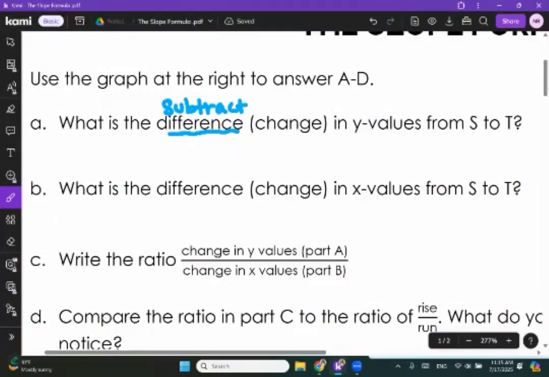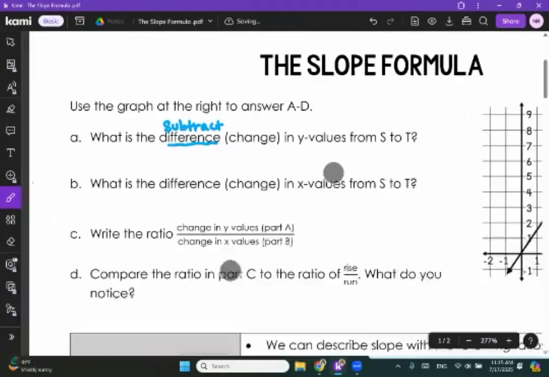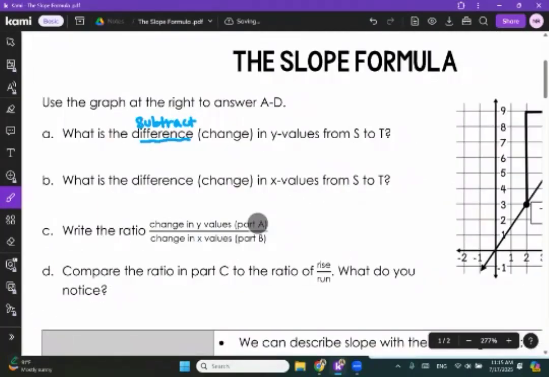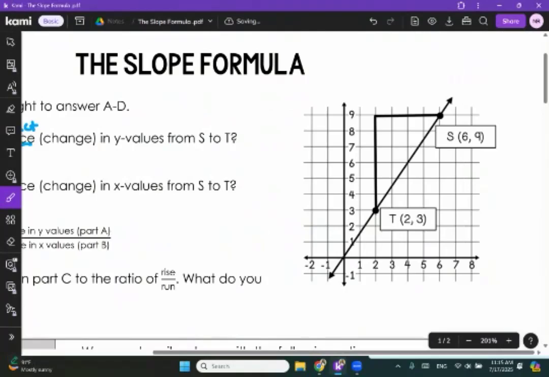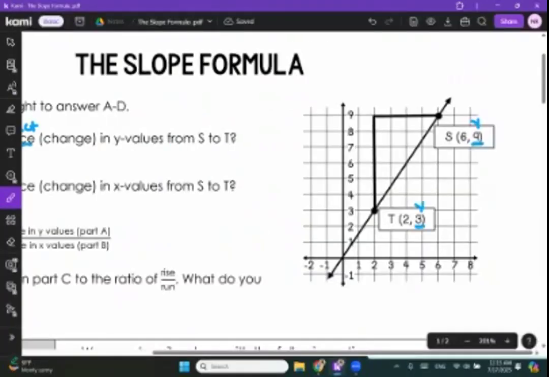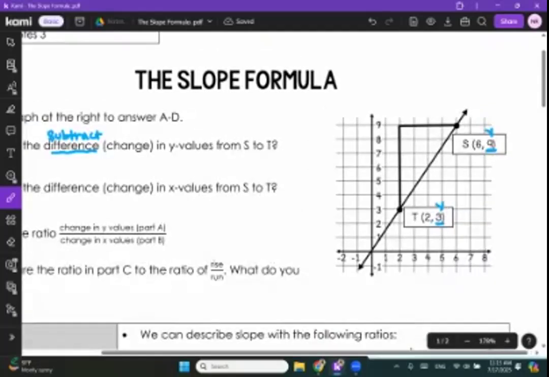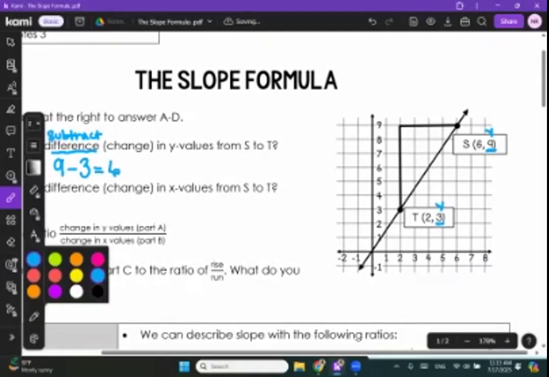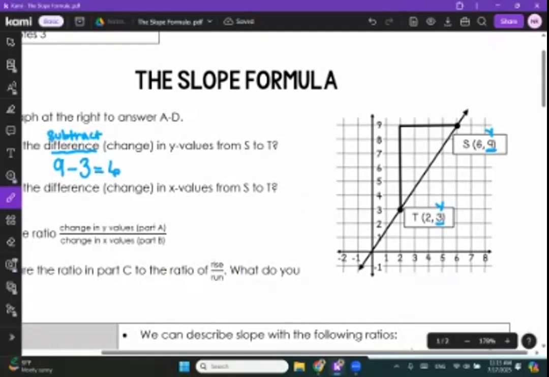There we go, subtract. Change in the Y values, so from S to T, the Y value in S is 9 and the Y value in T is 3. So when we subtract 9 minus 3, we get 6.